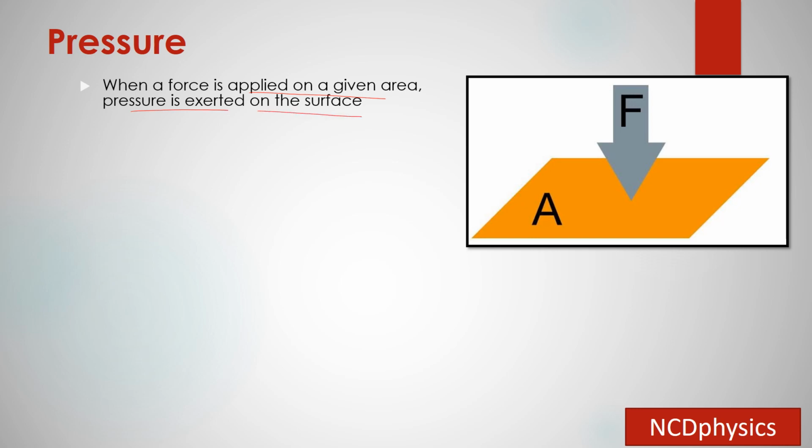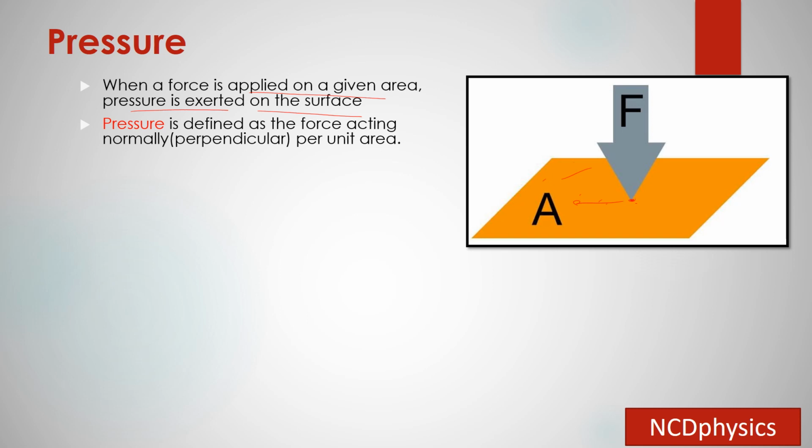So this is the area. Force is acting on the surface area and pressure is exerted. So we can say that pressure is defined as the force acting normally, perpendicularly, per unit area. This is the definition. So what is pressure? Pressure is the amount of force acting on the unit area.